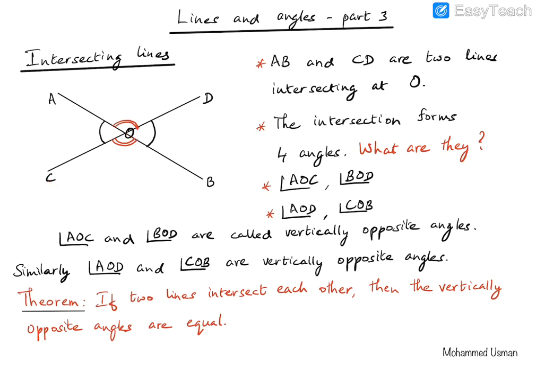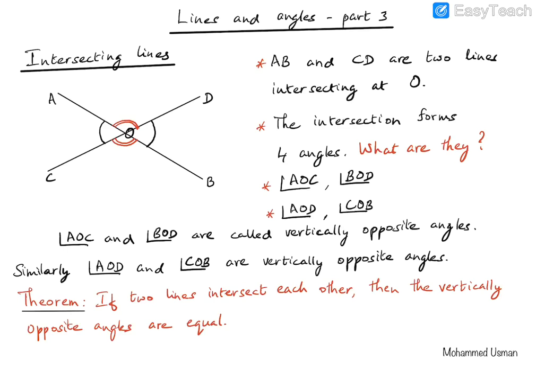So basically there are four angles, or we say there are two pairs of angles. Now the pairs of angles are the angles which fall on opposite sides of each other. They are called vertically opposite angles. So angle AOC and BOD are vertically opposite angles. Similarly, AOD, which is marked by this red angle here, and COB, that is also one pair of vertically opposite angles.